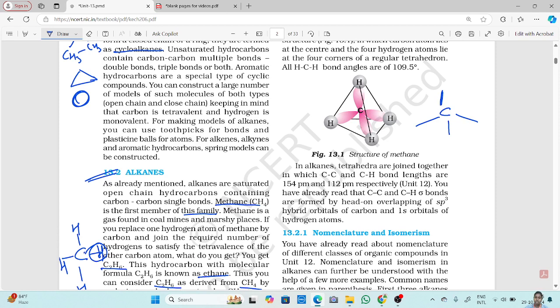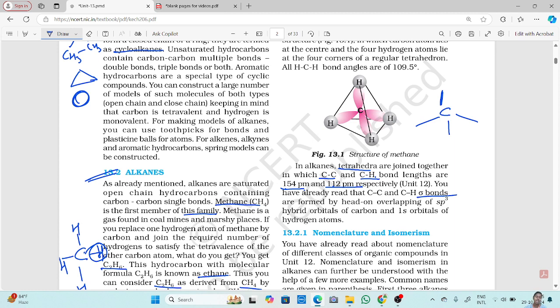Now in alkanes, tetrahedra are joined together in which C-C and C-H bond lengths are 154 picometers and 112 picometers. So in alkanes, basically you form a tetrahedron. The tetrahedra are joined in such a way that your carbon-carbon bond is 154 picometers and carbon-hydrogen bond length is 112 picometers respectively. Now you have already read that C-C and C-H are sigma bonds.